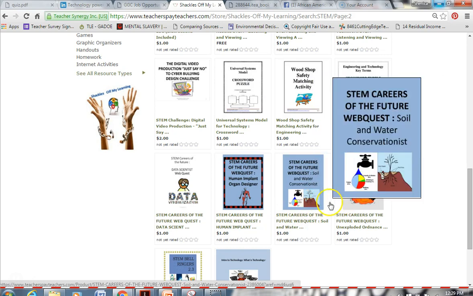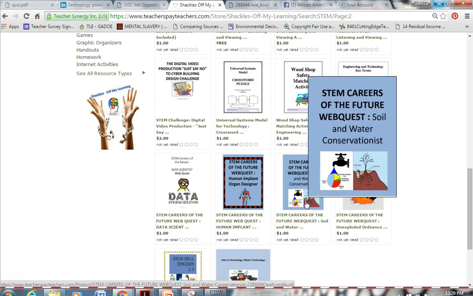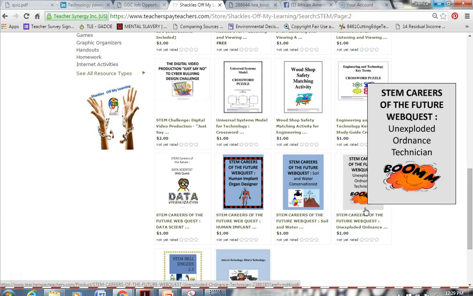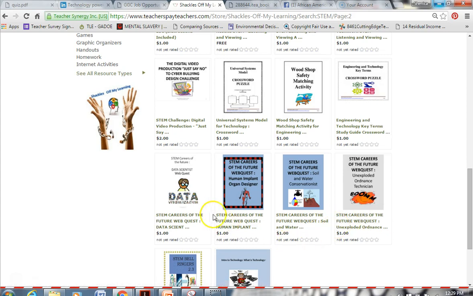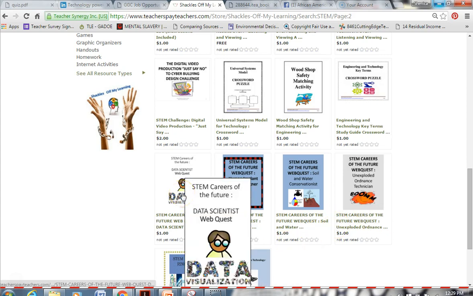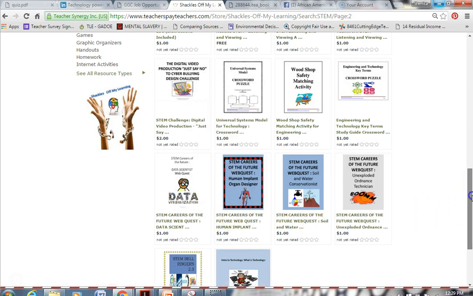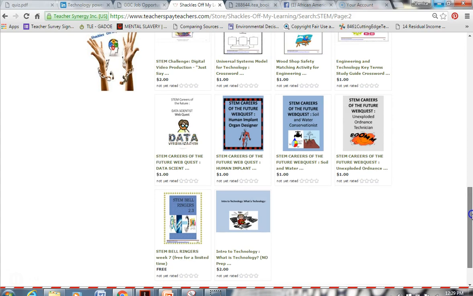A soil and water conservationist, if you're focusing on the environment, like our school has a big focus on the environment, which it should be for every school. Ooh, unexploded, and that's not spelled wrong, ordnance technician. I was researching and I found this one, and it deals with defusing bombs and taking them apart. These are quest activities that are different and interesting that kids can do. Data scientists, a big field, and that's something actually going on right now.